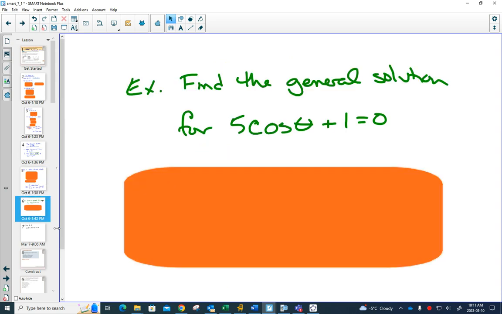All right, next example. Find the general solution for 5 cos theta plus 1 equals 0. I'd like you to try this one on your own. So first, solve between 0 and 2 pi. You're going to need your calculator. And then write the general solution.